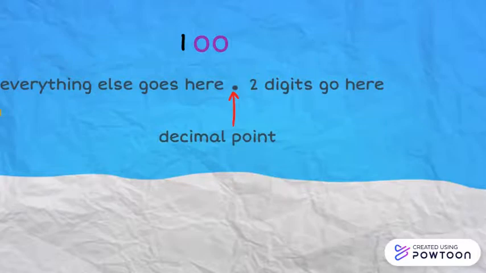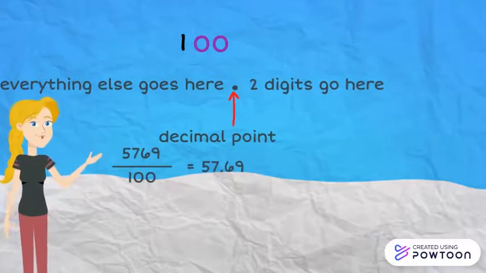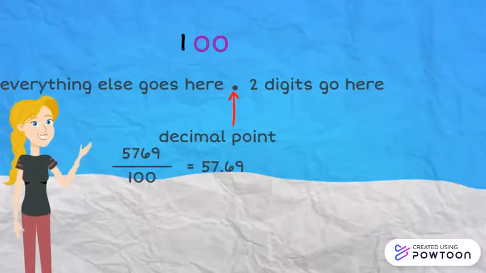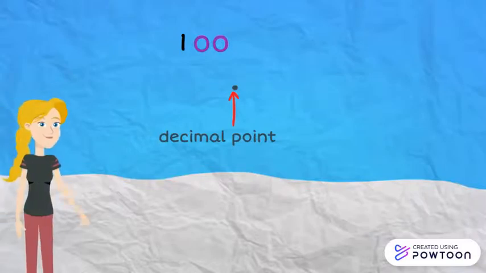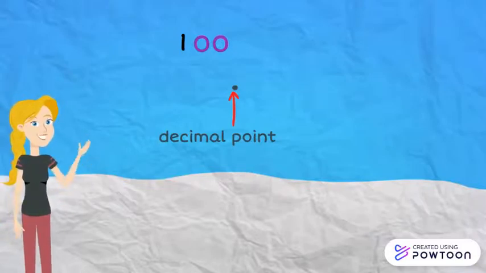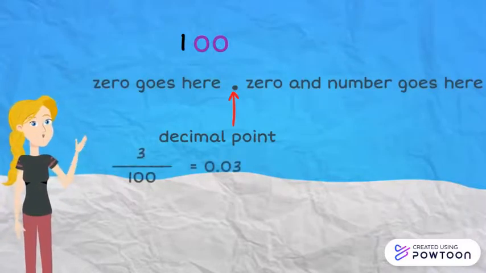We have 2 zeros in 100, so after the point we can only put 2 numbers. If the number has more than 2 digits, we take the last 2 numbers behind the point and the rest in front of the point. If we have 1 digit, we make the second digit a 0 and place it behind the point along with the digit in the number.